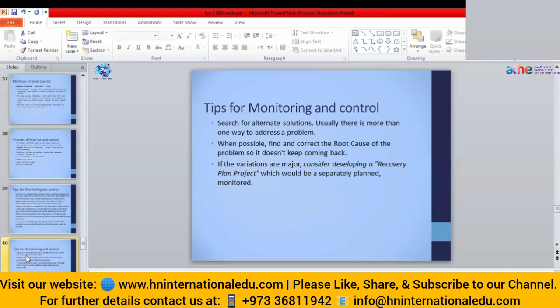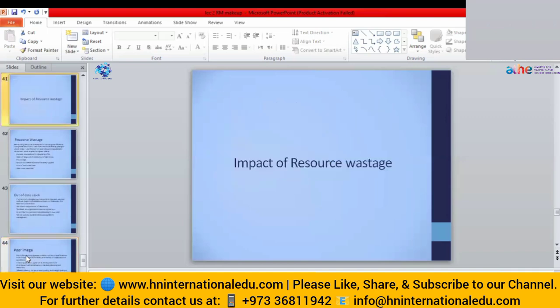avoid these things. If the variations are major, consider developing a recovery project plan, which would be separately planned and monitored. So we have to go towards another planning phase named the recovery project plan, because we have to minimize our damage.